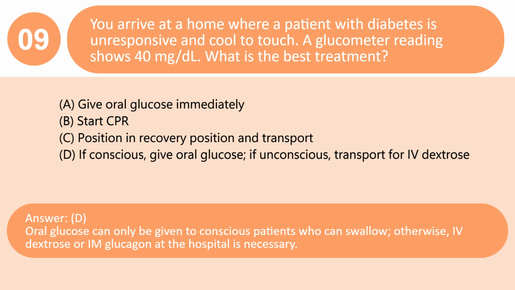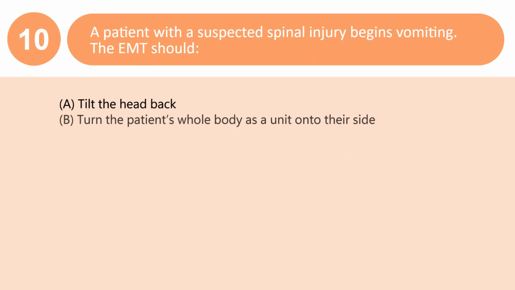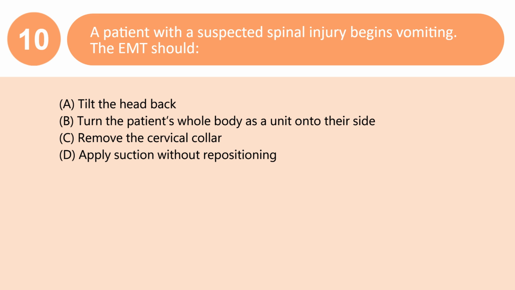Oral glucose can only be given to conscious patients who can swallow. Otherwise, IV dextrose or IM glucagon at the hospital is necessary. A patient with a suspected spinal injury begins vomiting.